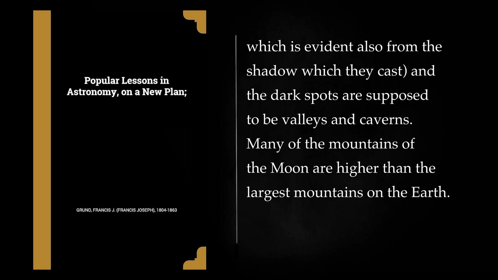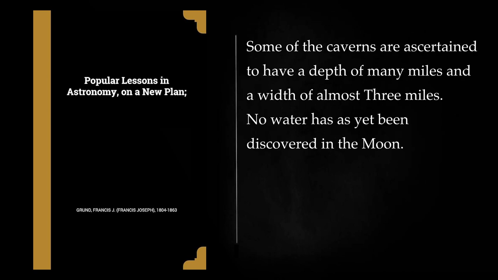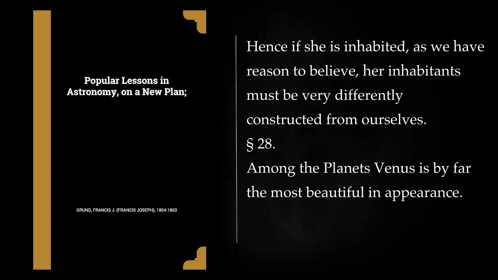Many of the mountains of the Moon are higher than the largest mountains on the Earth. Some of them are volcanoes, and their eruptions have been distinctly observed by many distinguished philosophers. Some of the caverns are ascertained to have a depth of many miles and a width of almost 3 miles. No water has as yet been discovered in the Moon. Hence, if she is inhabited, as we have reason to believe, her inhabitants must be very differently constructed from ourselves.